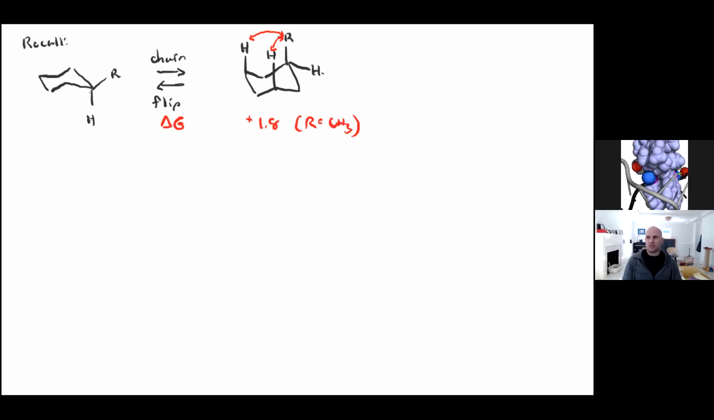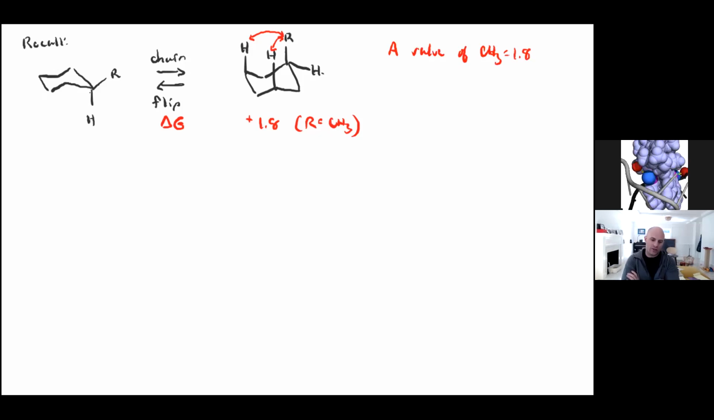And because this is so common, we call these changes in free energy A values. And so we say that the A value of CH3 is 1.8, okay? But it's important to remember that what we're talking about, more specifically, is the energy difference between the equatorial and the axial conformers, okay?